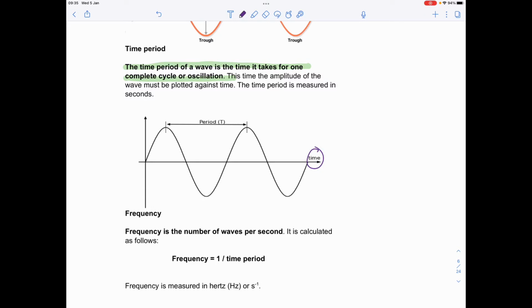So imagine you're sitting at this point here on the harbour, and there's the harbour wall, and there are waves passing through you, and they're going past you like that. If you had a little stopwatch, you could time when this one was level with you, and then when this one was level with you. And the difference in the time as they move through would be the time period. So it's the time it takes for one complete wave to pass a particular point, one complete cycle or oscillation.